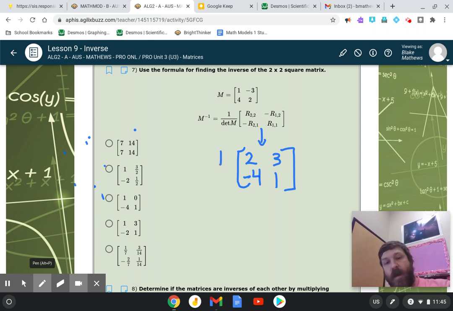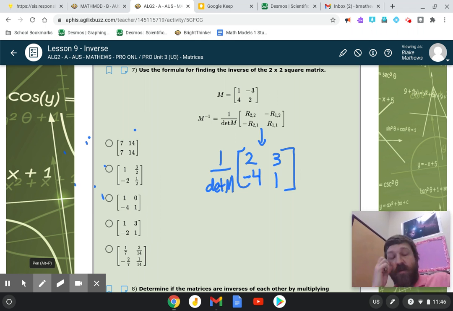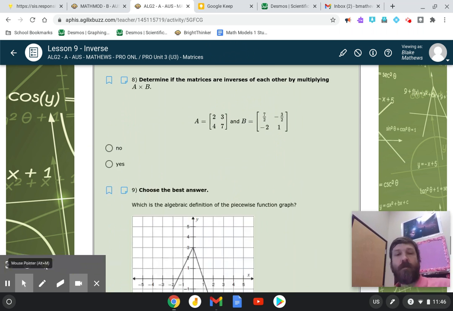Then I need to multiply 1 over the determinant of matrix M. So you find the determinant using the method we learned, then multiply this entire matrix, which means it's going to be multiplied by every single term here. So whatever this number is going to be multiplied times all of those numbers. And then that will give you the resulting matrix.